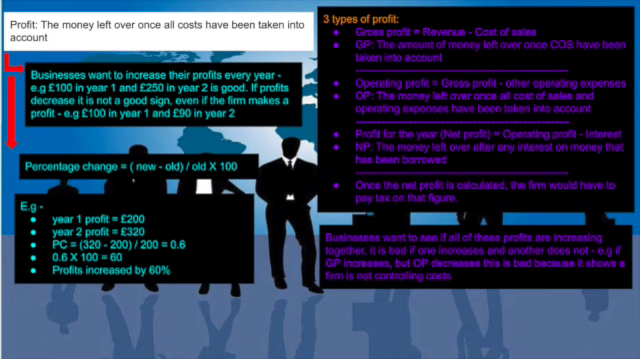And businesses want to see all of these profits increasing together. It will be bad if one increases and the other doesn't. For example, if gross profit increases year on year, but operating profit doesn't, it's bad because it shows that the business isn't controlling their finances and their costs. There's something going wrong. So from this slide, remember what profit is, the percentage change, and the three types of profits and the formulas.